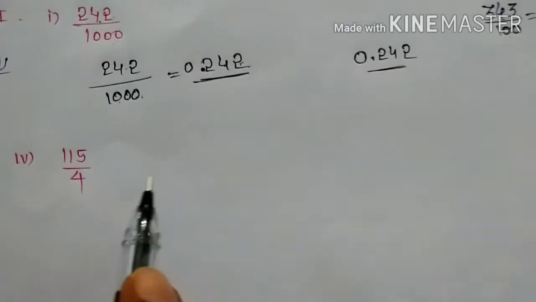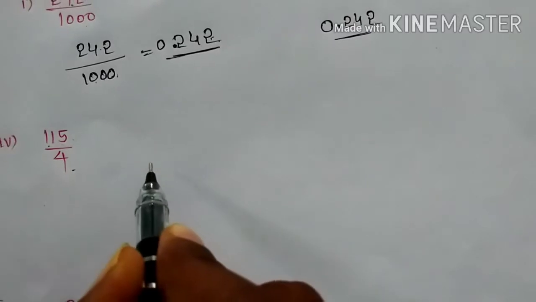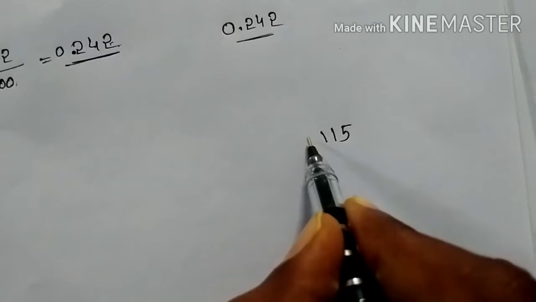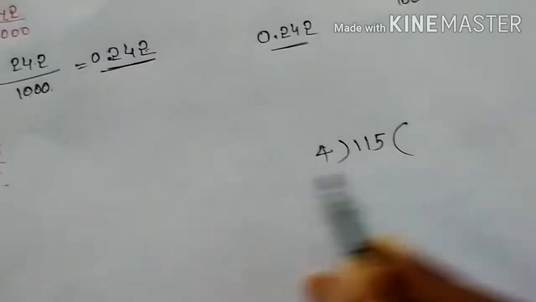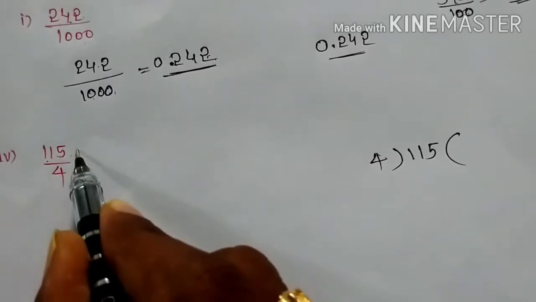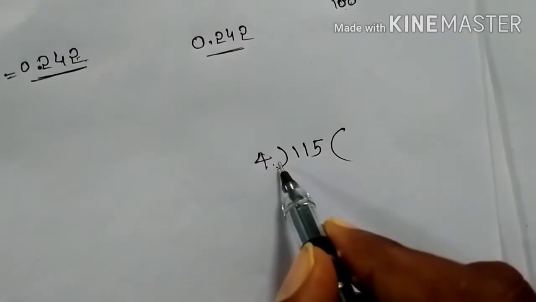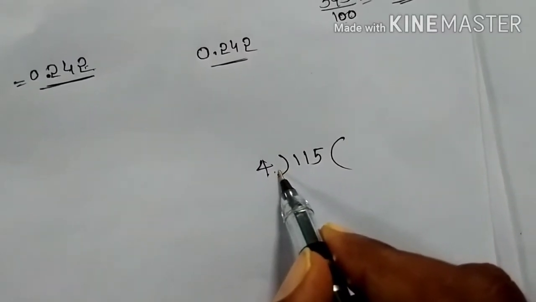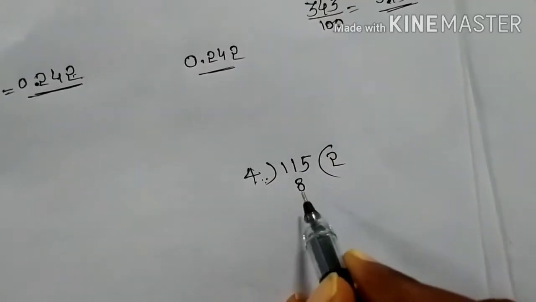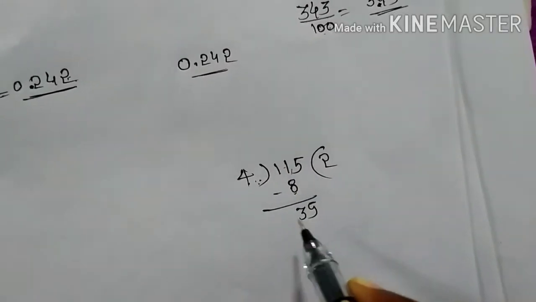Here, for example, they have given one more problem: 115 by 4. That means you have to follow the division method. Or do you know the division method? 115 divided by 4. Here 115 is the numerator, 4 is the denominator. We have to divide the numerator by the denominator. 4 ones are 4, 4 twos are 8, 4 threes are 12. So you can take only 2 times. 4 twos are 8. Now subtract 11 minus 8, you get 3. Bring down 5.